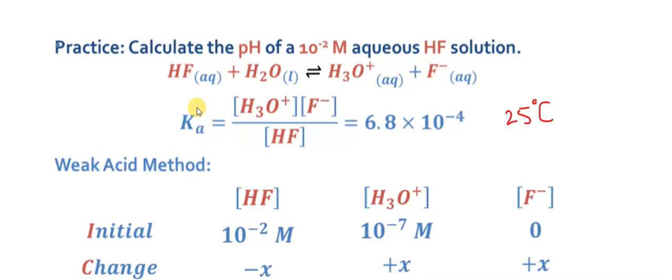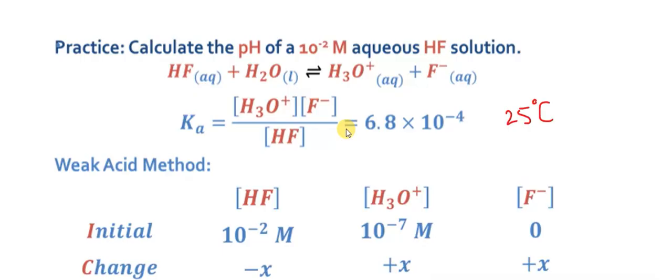Okay, next we write the equilibrium constant equation of this acid: products over the reactants. We don't write down the concentration of water because water is a solvent. Solvent is constant, so we don't write its concentration. Ka of HF is 6.8 multiplied by 10 to the power minus 4 at 25 Celsius.